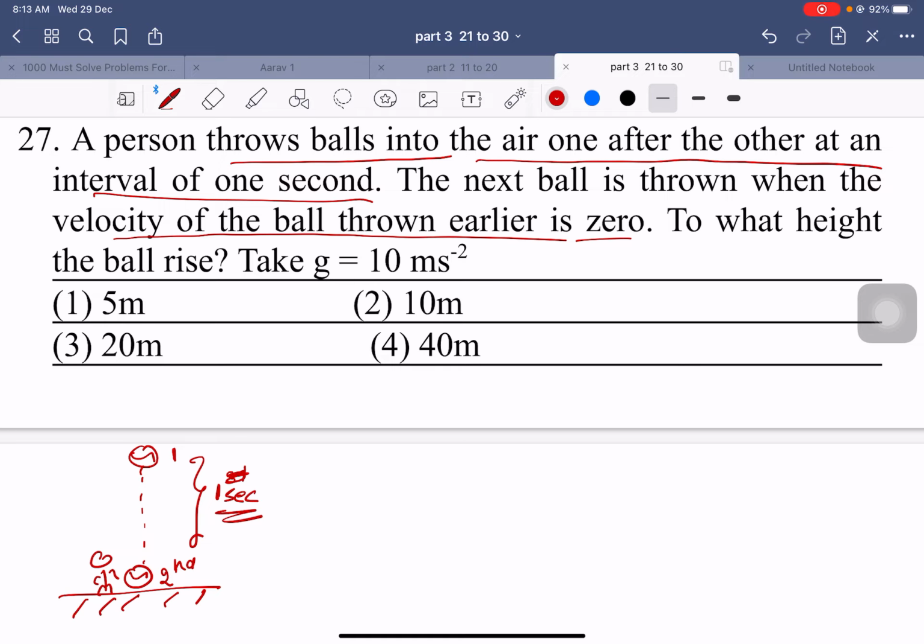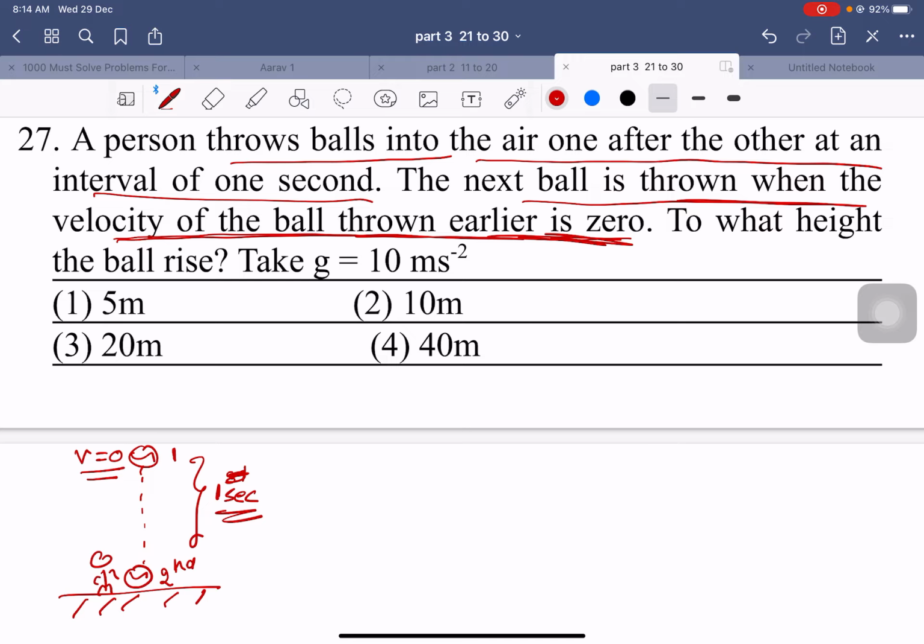One more hint they have given is that the next ball is thrown when the velocity of the ball thrown earlier is 0. Its velocity is 0 means it is at the maximum height. To what height does the ball rise? When you throw the second ball, the first ball is at the maximum height. That means the time for which the ball was going up is 1 second.